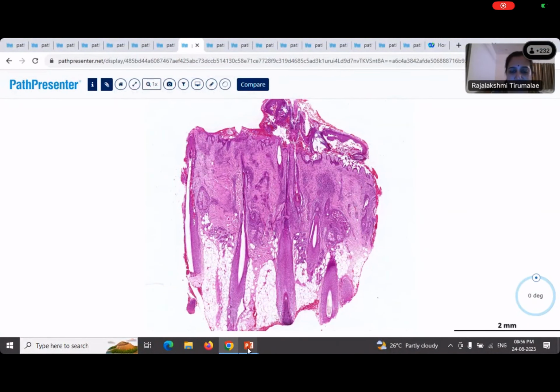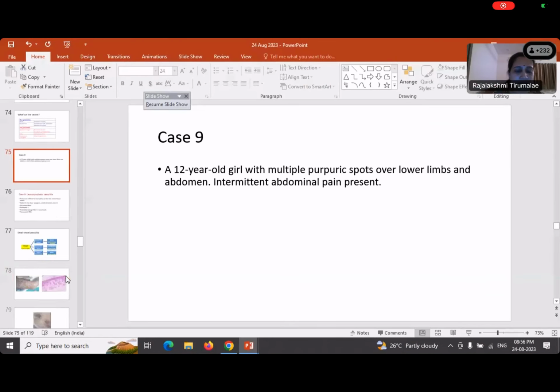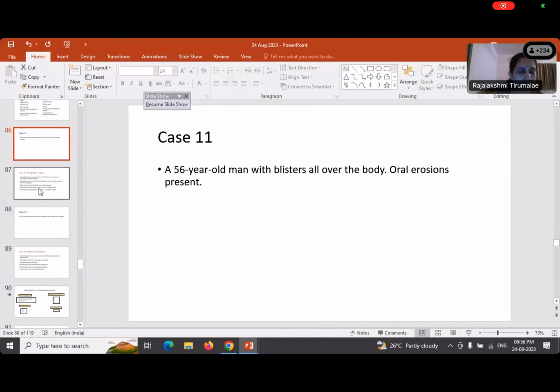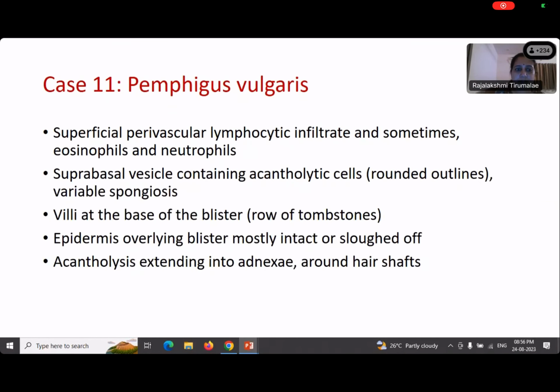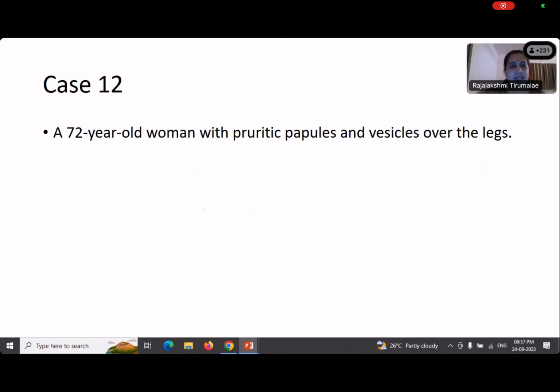So what do you think it could be? Pemphigus vulgaris. So you're right, it could be pemphigus vulgaris. Would you like to do something else? Immunofluorescence. Is it necessary in this case? It's pretty classical, isn't it? Do you want to do immunofluorescence in every case? No, ma'am. Not really necessary. Okay, we'll finish the next case and then talk about immunofluorescence.